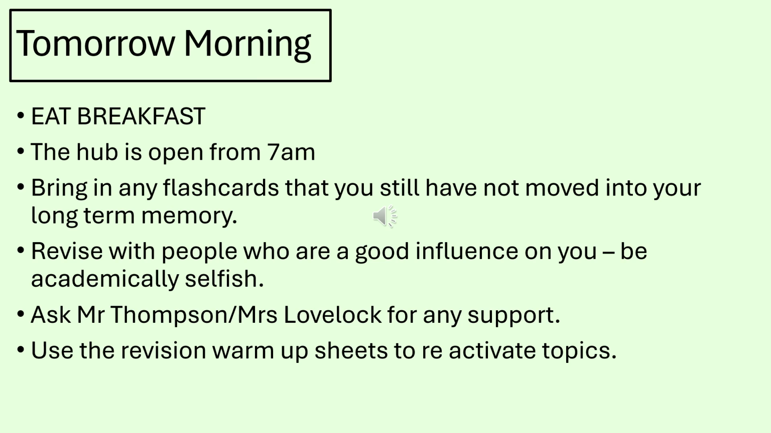Revise with people that are a good influence on you. So don't sit with someone that you know you're going to have a good old gossip and chat with. Please be academically selfish. It's time to revise. It's time to lock in. It's time for you to put yourself first. So sit with people that are a good influence on you.